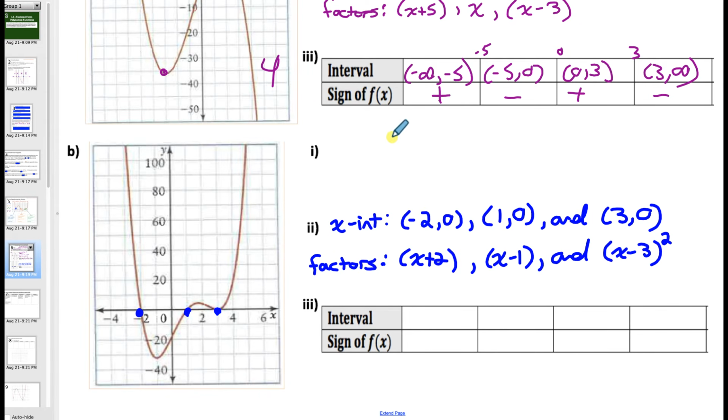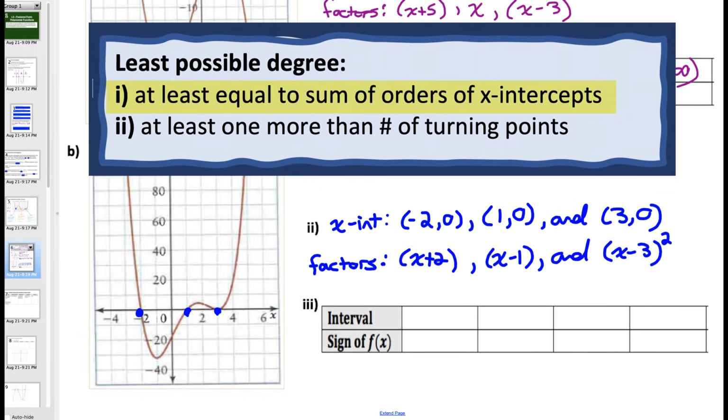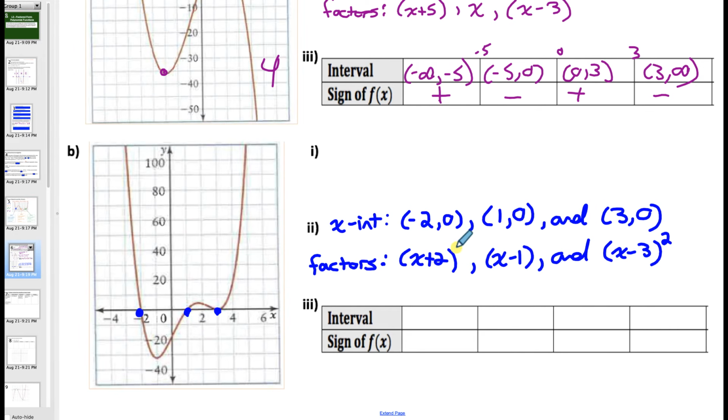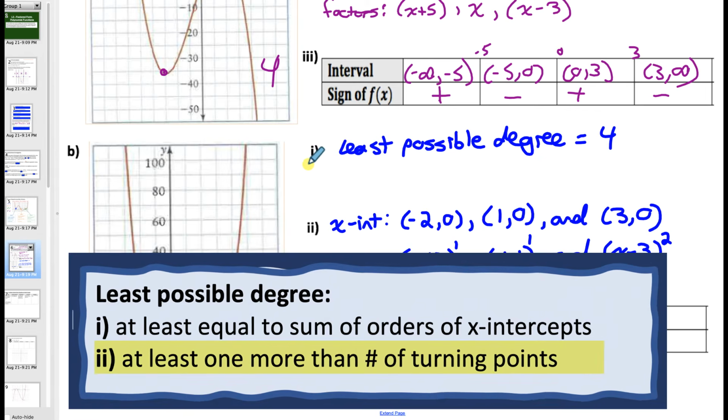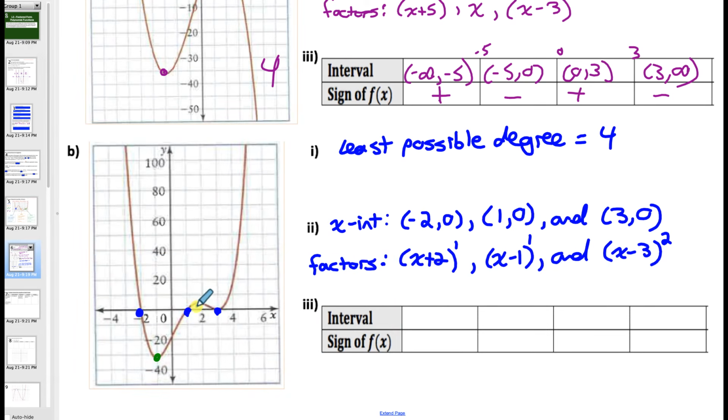So when I'm doing least possible degree, it has to be at least equal to the sum of the orders on the x-intercepts. So the sum of the orders is equal to the sum of the exponents on the factors. So 1 plus 1 plus 2 is 4. So least possible degree, we would say 4, but we should also check and make sure it's at least 1 more than the number of turning points. How many turning points are there? There are 1, 2, 3. It's at least 1 more than that. So yeah, at least 4.